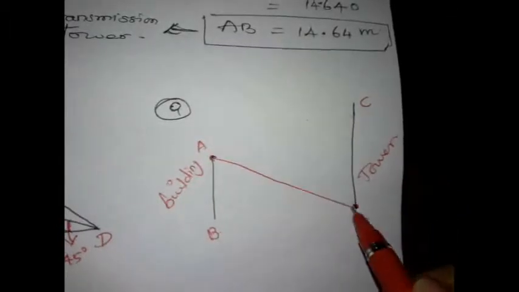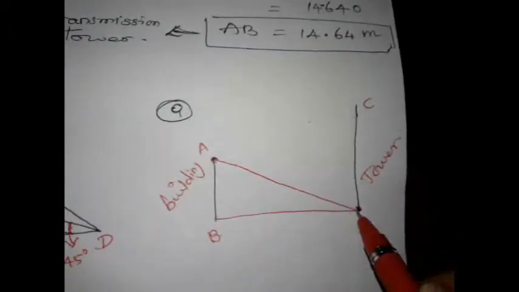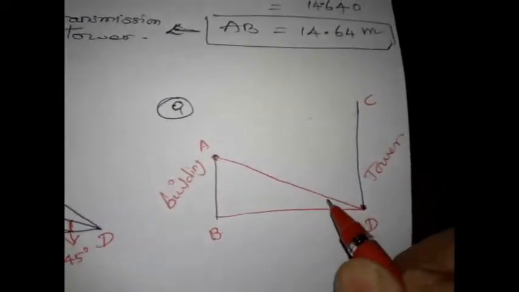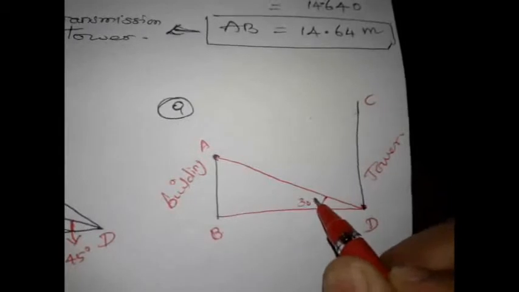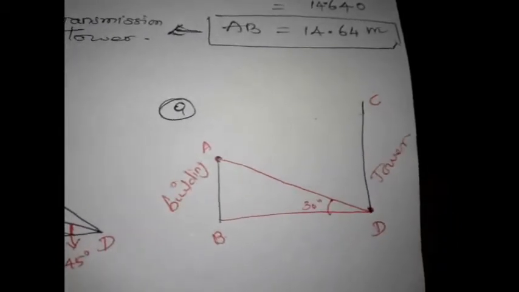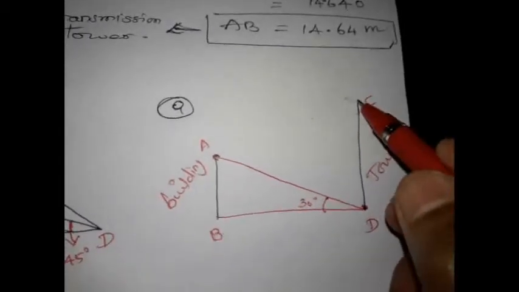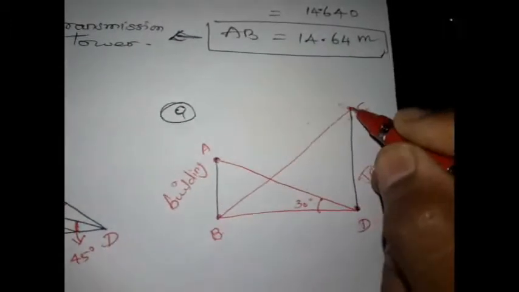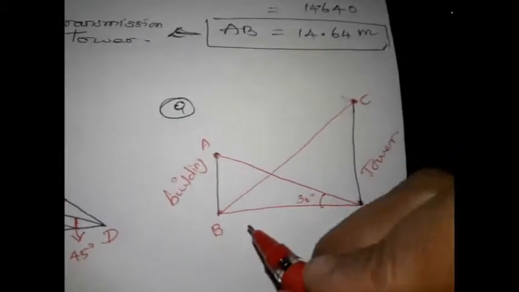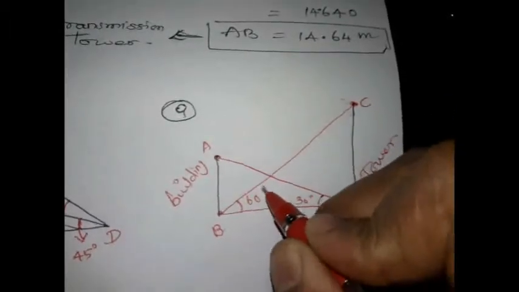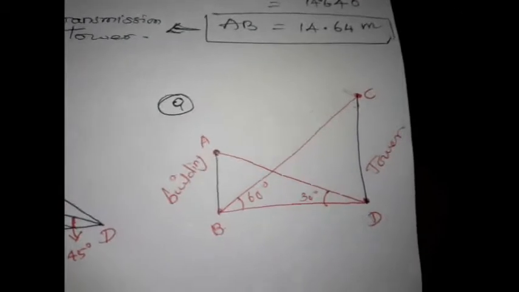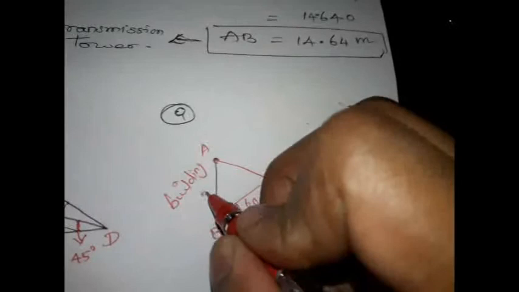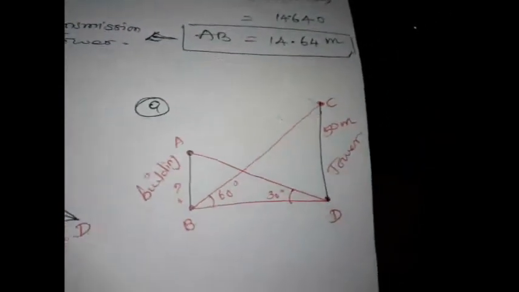The angle of elevation from the top of the building to the foot of the tower is 30 degrees, right? And the angle of elevation of the top of the tower from the foot of the building is 60 degrees. The tower height is 50 meters, they have given. They asked you to find the height of the building. That's it. So how will you find it out?